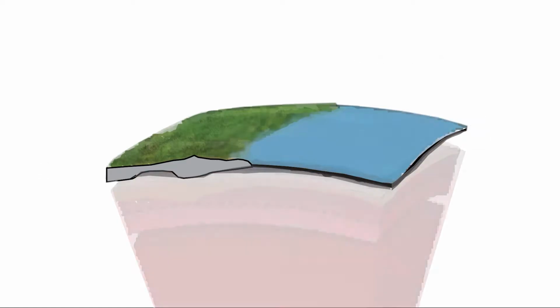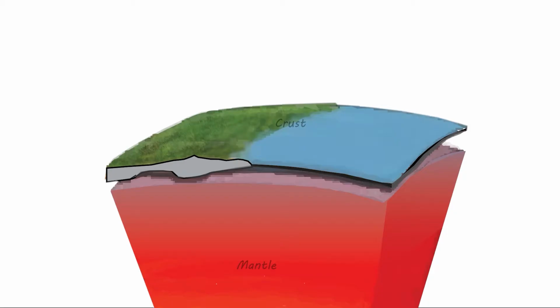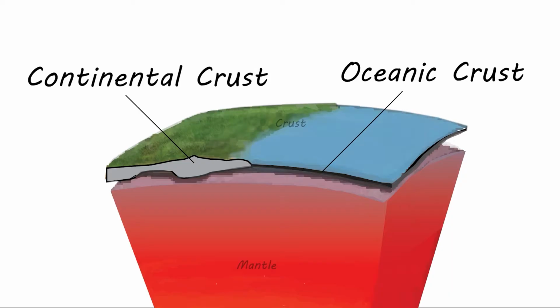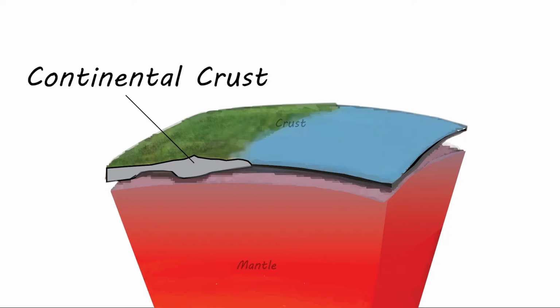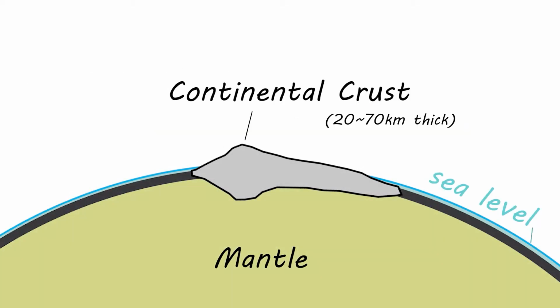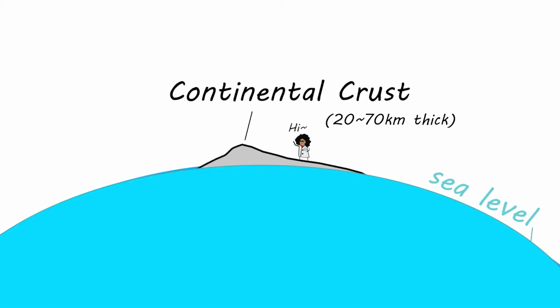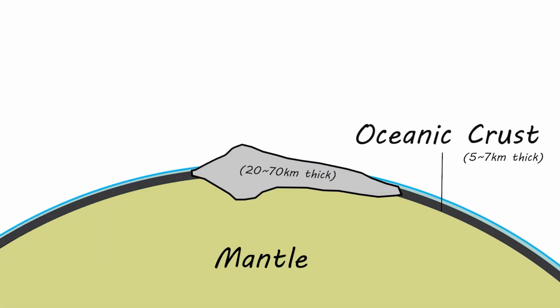In order to understand plate tectonics, it's also important to know that the Earth has two kinds of crust: continental and oceanic. Continental crust is thick and less dense, and so it rises higher and mostly is dry land above sea level. Oceanic crust is thinner and more dense, and so it is lower and usually hidden under the oceans.